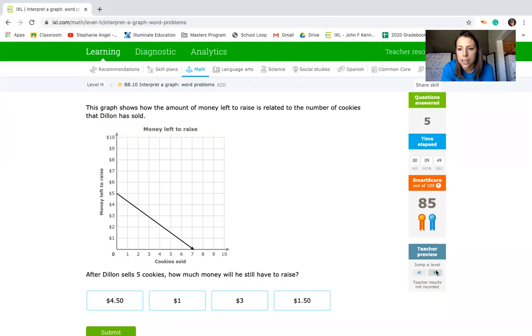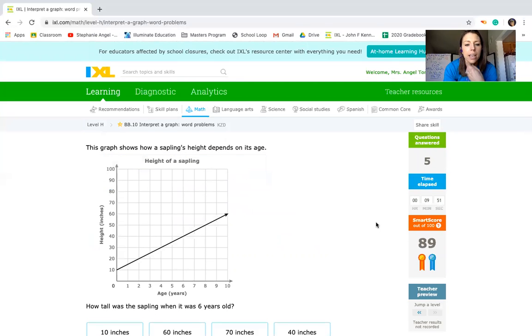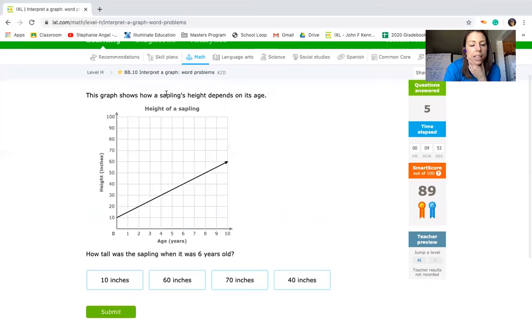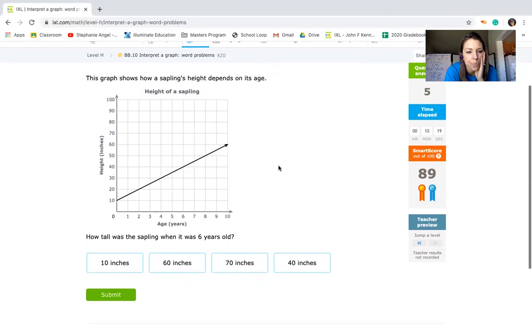All right, we're going to jump one last level and see what it looks like. Here we go. This graph shows how a sapling's height depends on its age. A sapling is, I think, related to a tree, like a growing tree. We'll see. I might have made that up. Okay, the height of the sapling is what this entire graph represents. The y-axis is the height in inches, and this is its age in years. So you would think over time it would grow a little bit taller.